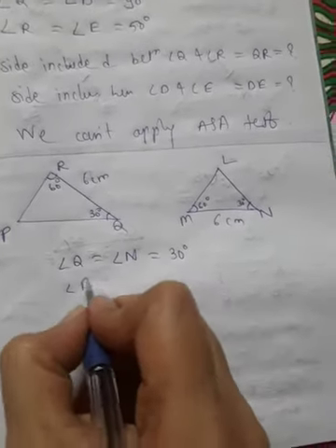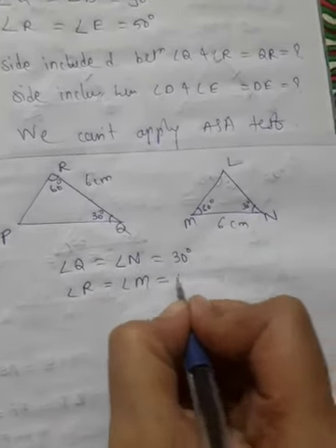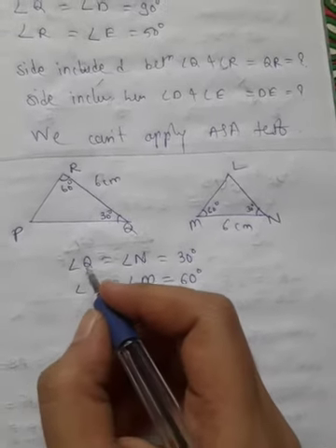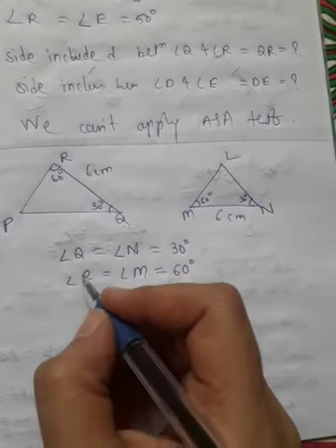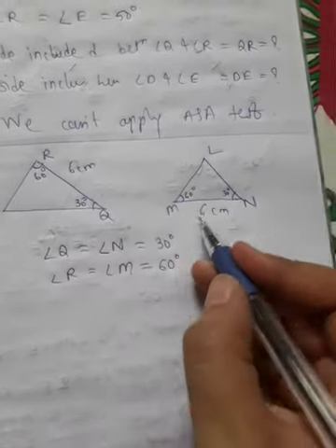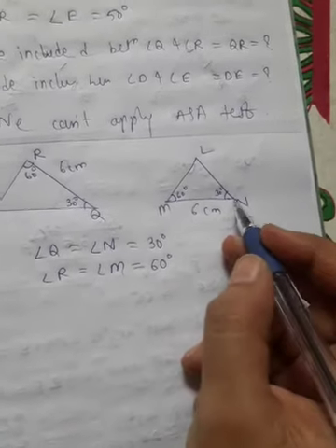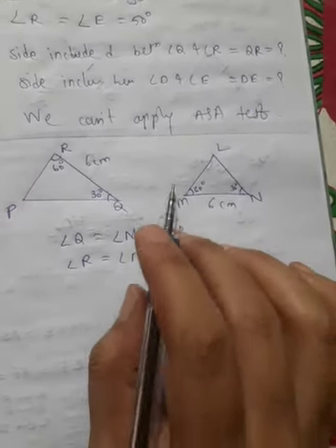Also here angle R is equal to angle M, that is 60 degrees. Now see whether we have been given the side included between these two angles. Yes, we have. Here also we have been given the side included between these two angles. So here we can apply the ASA test.